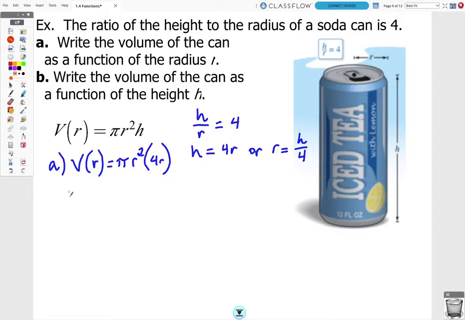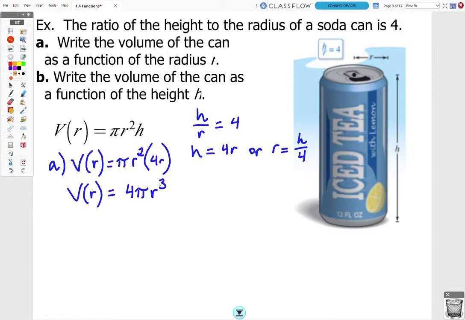Simplify this out, and I get V, the volume of a can in terms of its radius, is equal to, 4 times r squared ends up being 4 pi, and then r times r squared is r cubed. So now if I know the radius, I know the volume of the can of soda. I don't need to measure the height.